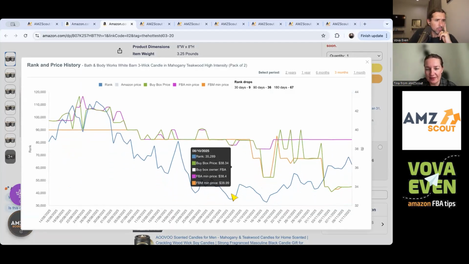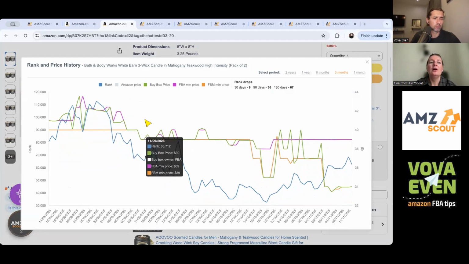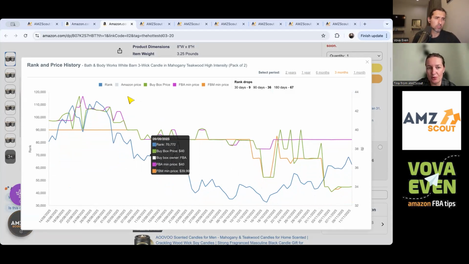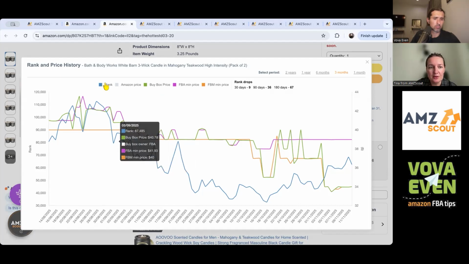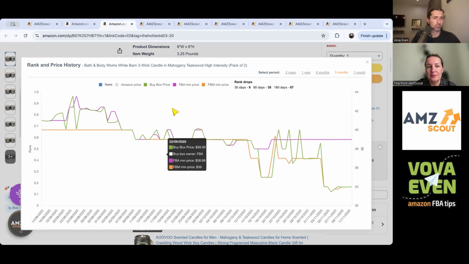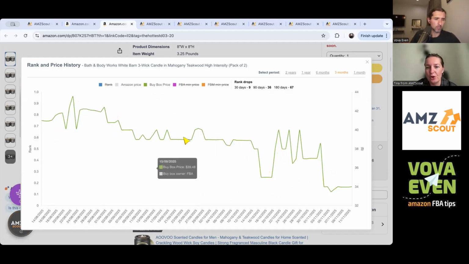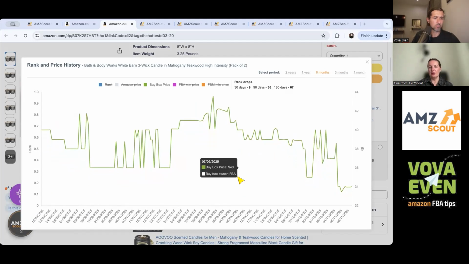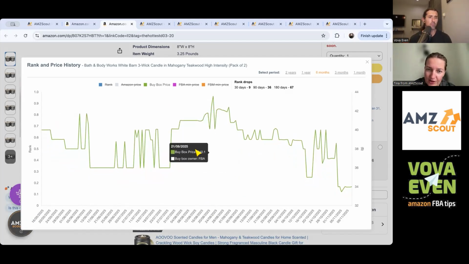This graph shows us the history of the rank, the Amazon price, if Amazon sells this product. In our case, it doesn't, so we don't have this gray line at all. It shows us the buy box price. So I'll just remove that, and show one by one. That's the buy box price. Let me show you the 6 months time frame. It's kind of stable. Just something happened in August. I don't know why the buy box price was higher.